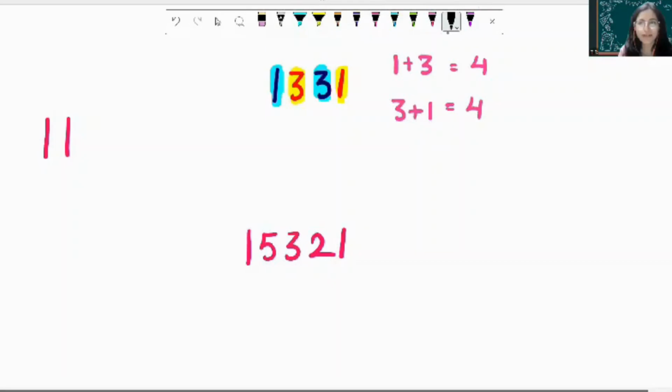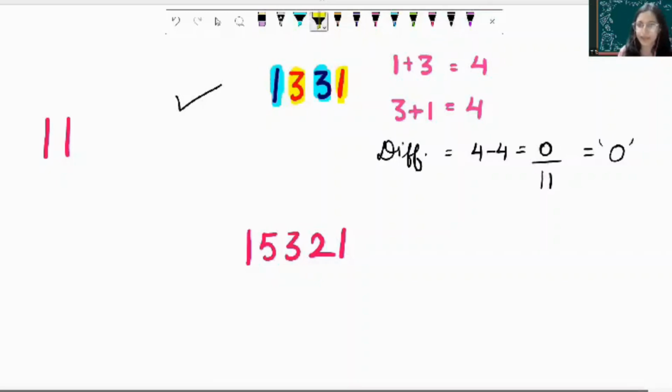Now, after this, we are going to calculate the difference. What is the difference here? 4 minus 4 gives us 0. So, I think we can divide 0 by 11. This is going to give us the answer as 0 only. So, yes, we can divide this number by 11. Now, similarly, can we check the next one?